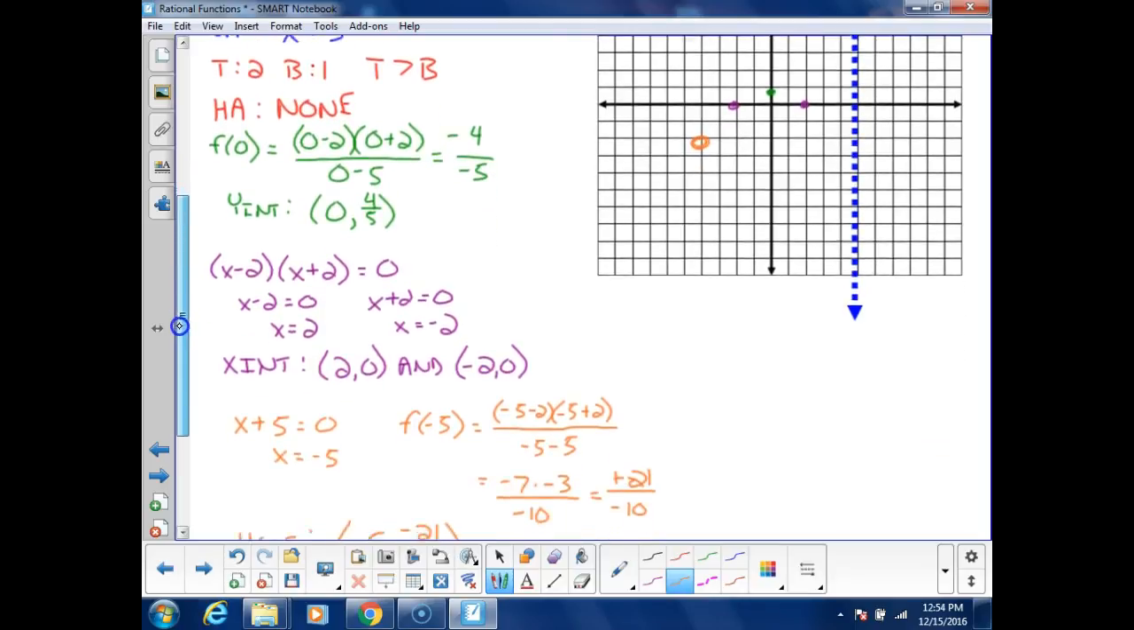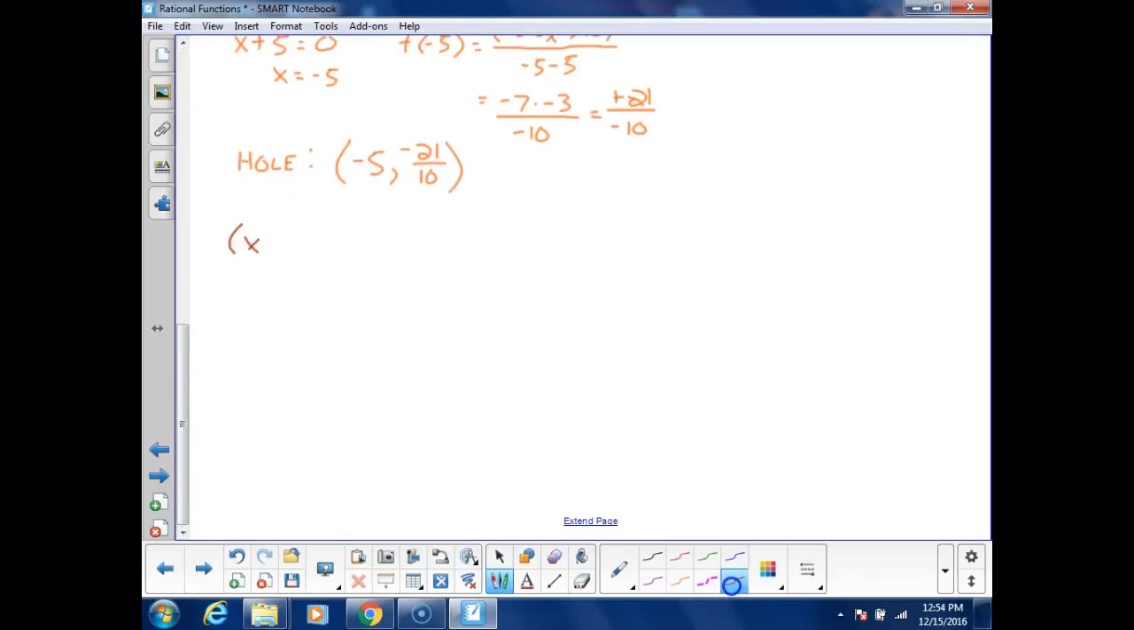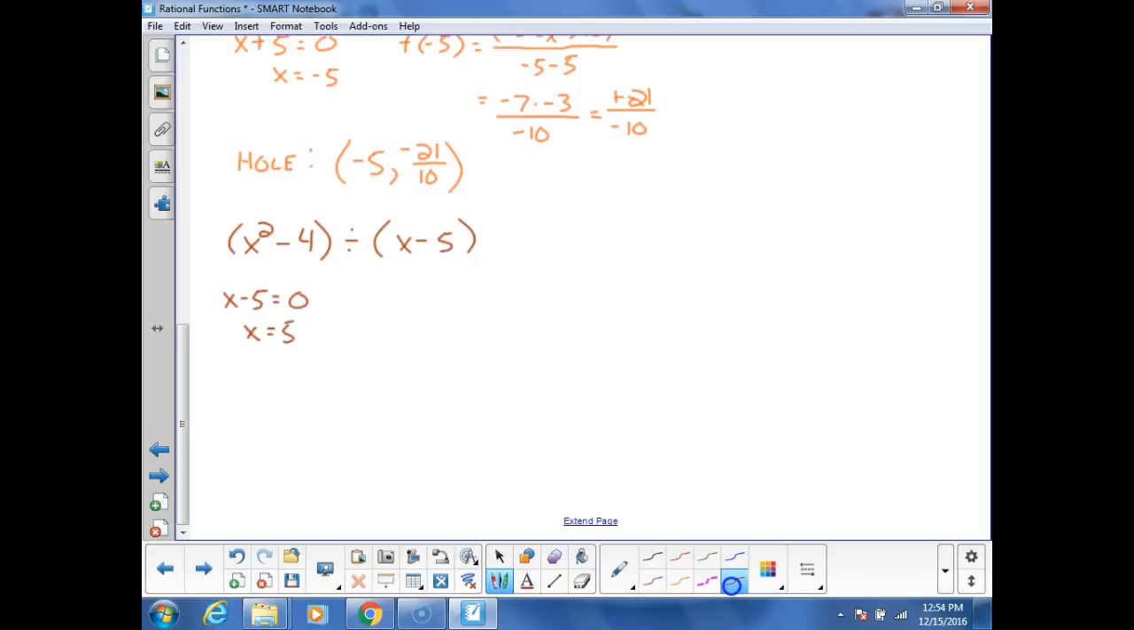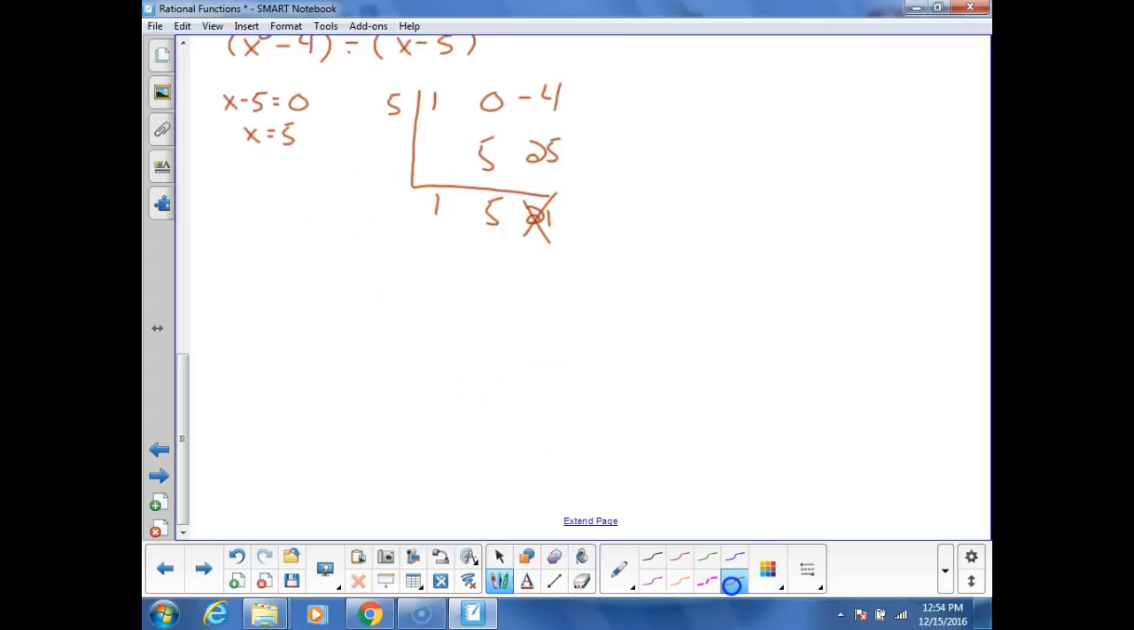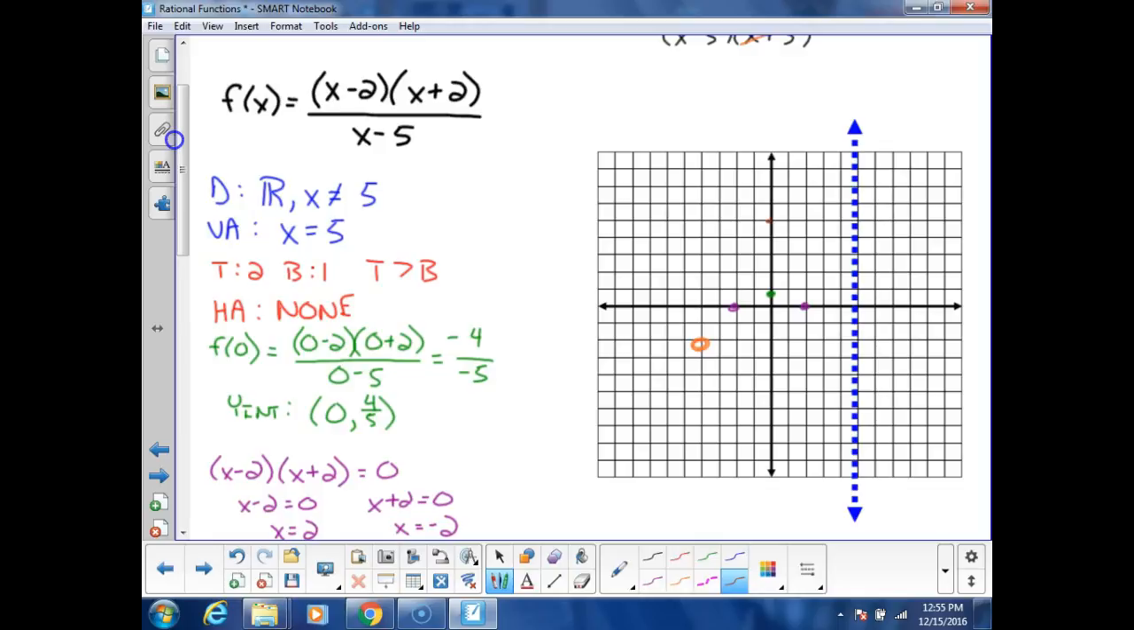I have a slant asymptote because it differs by 1. So that is going to be x squared minus 4 divided by x minus 5. Here now I can use my synthetic division: 1, 0, negative 4, 1, 5, 5, 25, 21. Drop the remainder. So my slant asymptote here is y equals x plus 5.